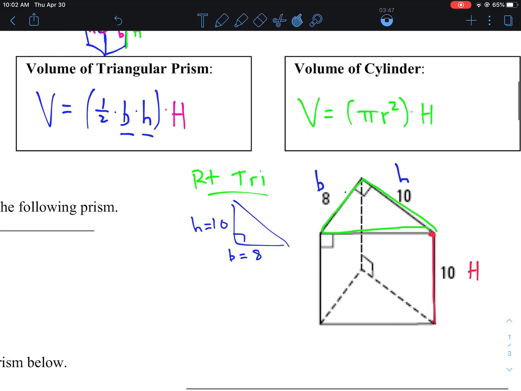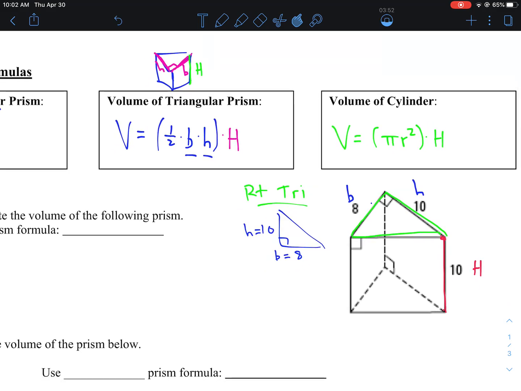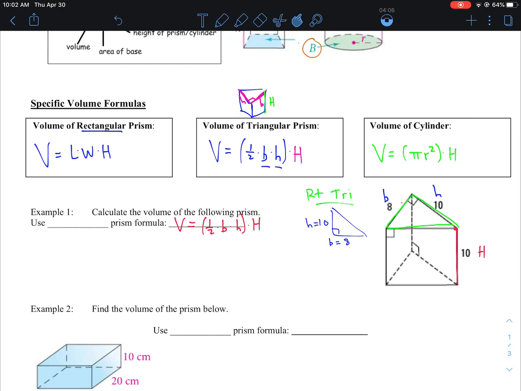Again, if you're a little confused on that, as long as you know don't use the hypotenuse and you're just multiplying, it really doesn't matter. Because if your formula is to multiply 1/2 times little b times little h times big H, you're just going to multiply these numbers together anyways. So the actual answer for this question is the following. You would have 1/2 times 8 times 10 times 10, and that comes out to 400.